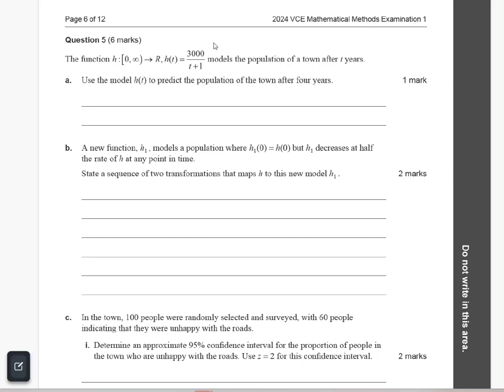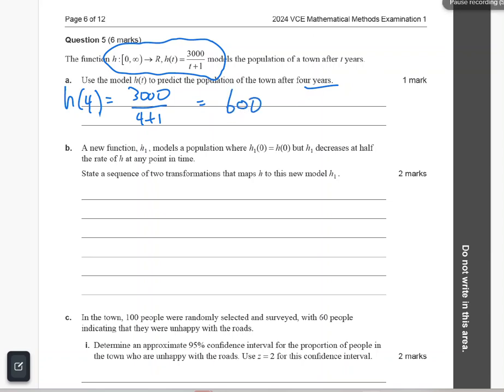Question number 5, we have this rule here. We have a restricted domain. Use the model to predict after 4 years. So h of 4 will be 3,000 divided by 4 plus 1, 3,000 divided by 5, which is 600.